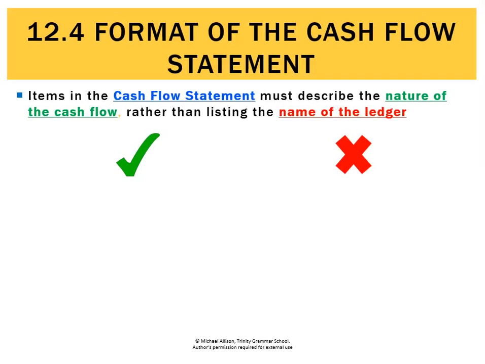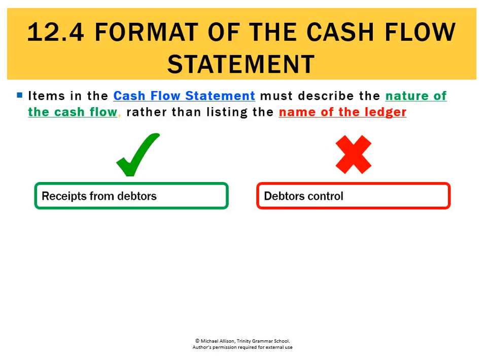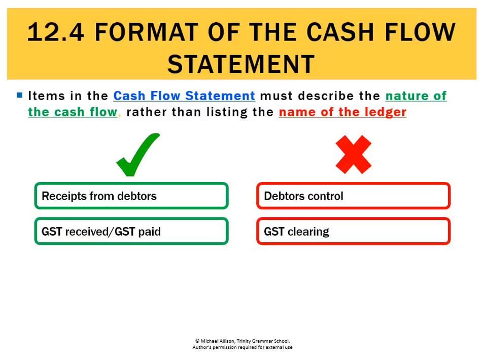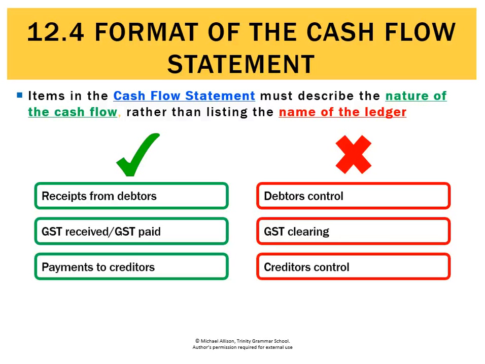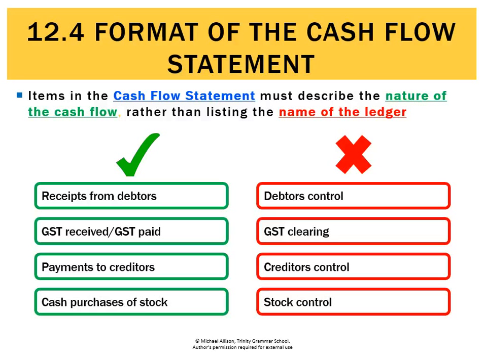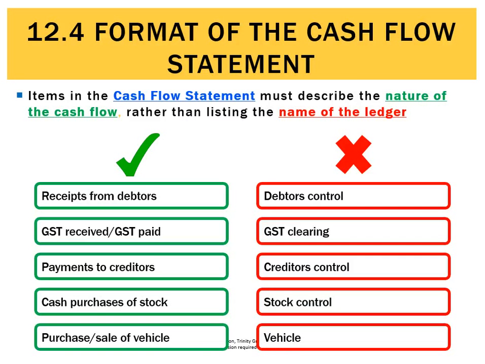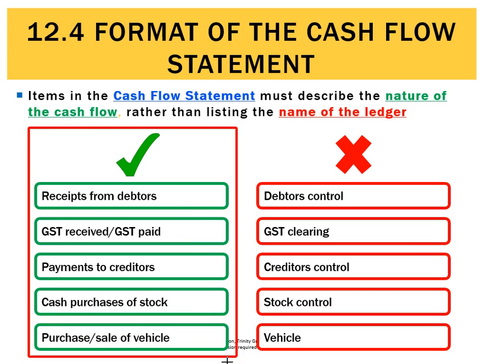So for the cash flow statement, it's important to realize that each thing is listed based on its nature of the cash flow rather than the name of the ledger. For example, I would write receipts from debtors rather than debtors control. I would write GST received or GST paid and not the name of the ledger, which is GST clearing. I'd write payments to creditors instead of creditors control. I'd write cash purchases of stock instead of stock control, and I'd write purchase or sale of vehicle instead of vehicle.